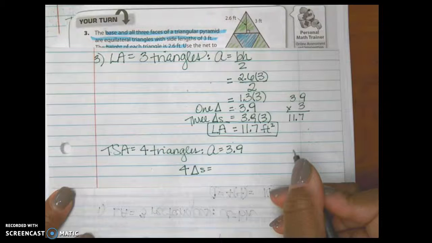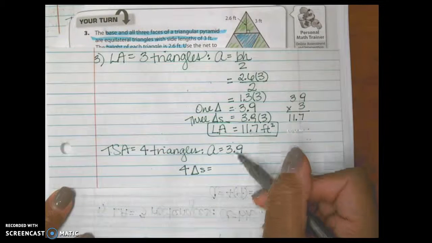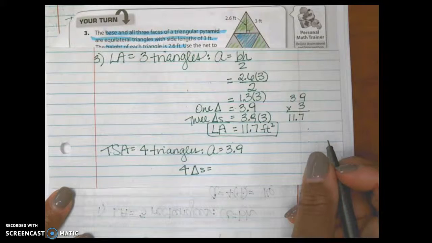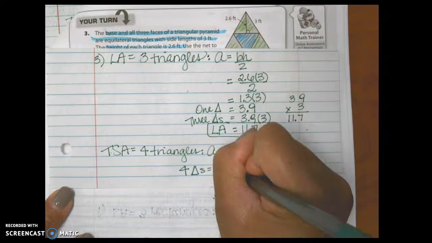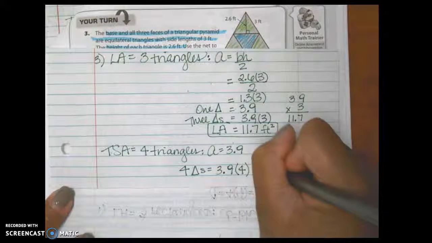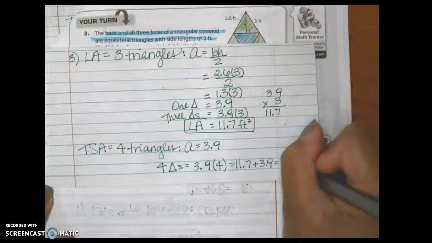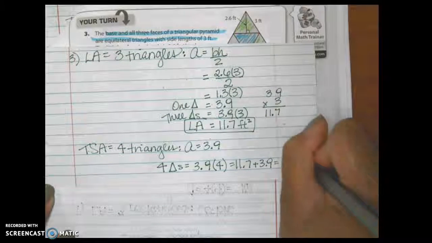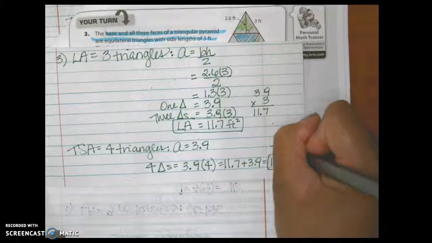You just have to add. 3.9 times 4, or 11.7 plus 3.9, will give me 15.6 feet squared. This is my total surface area.